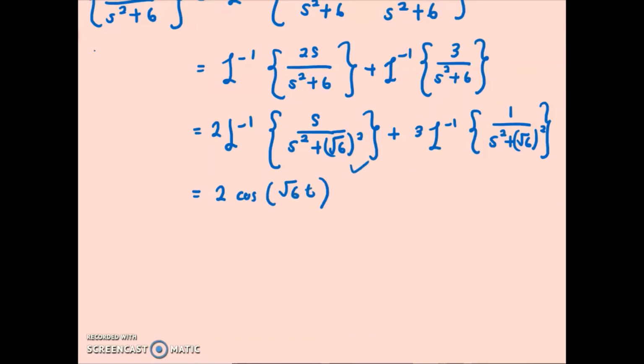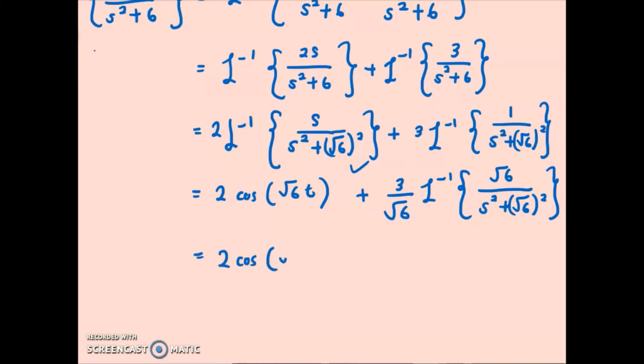Okay, this is good. Now what about this one? For the sine, from the table, I have k over s squared plus k squared. So I need square root 6 here, but at the same time, I need to divide by square root 6. Let me just simplify it first. I hope you are looking at the pattern right now. I need to divide by square root 6 because when I cancel this out, it gets back the same term here. Now you are almost at your solution, where this is sine square root 6 t.